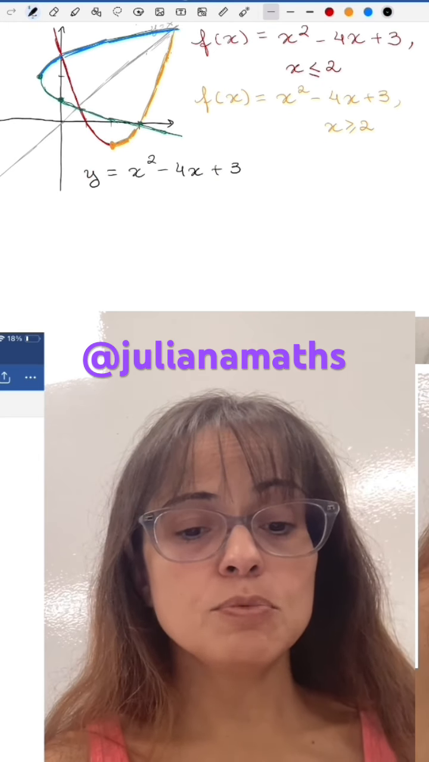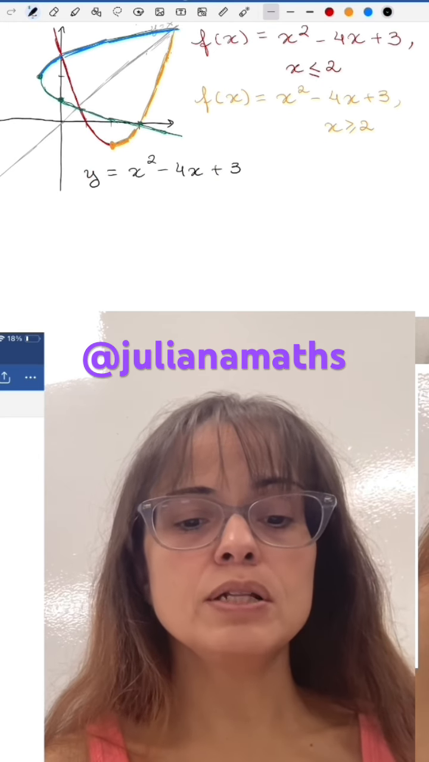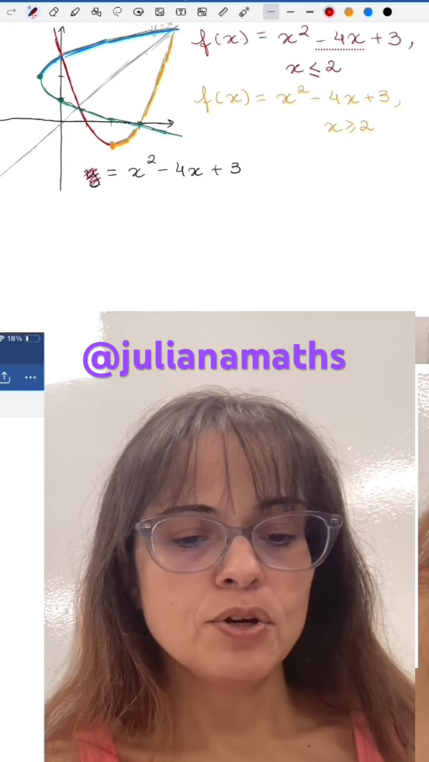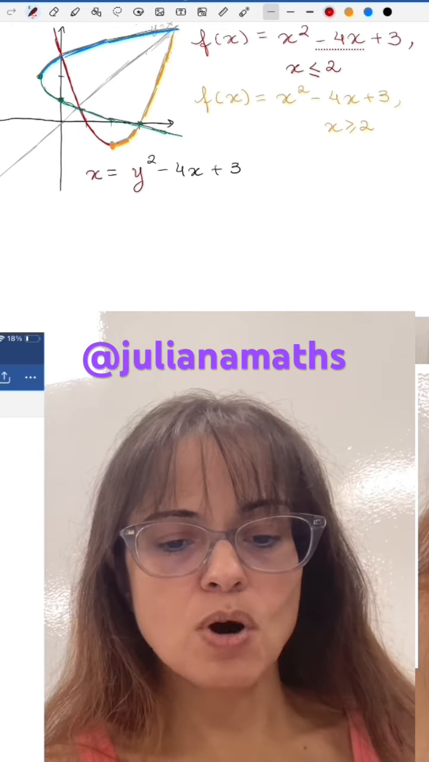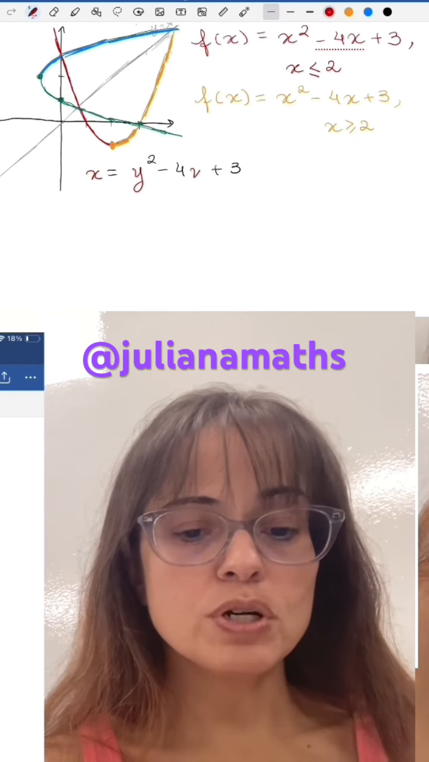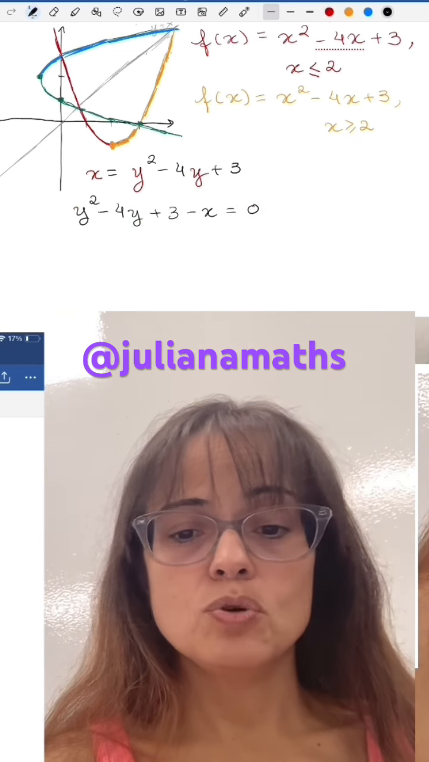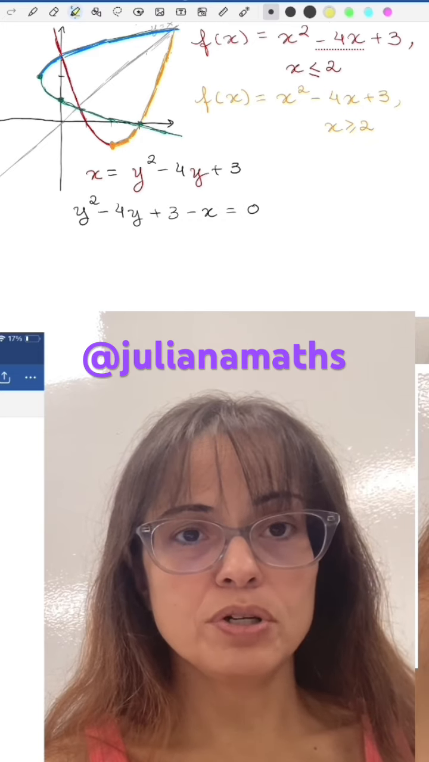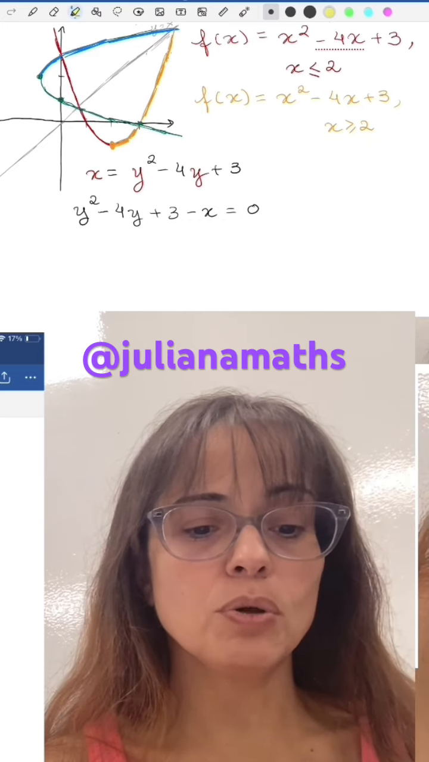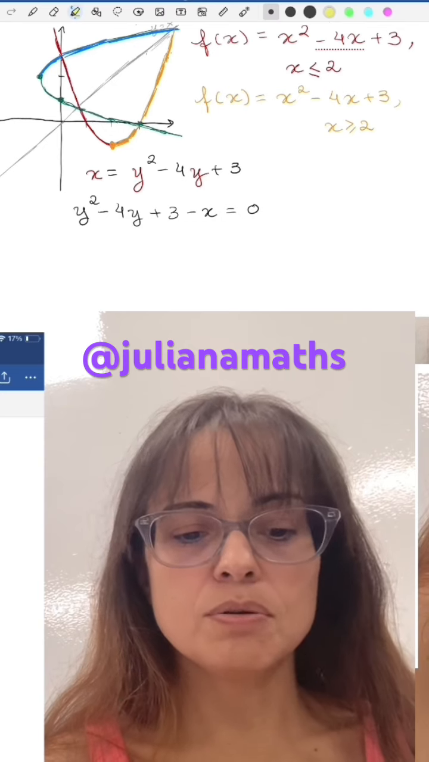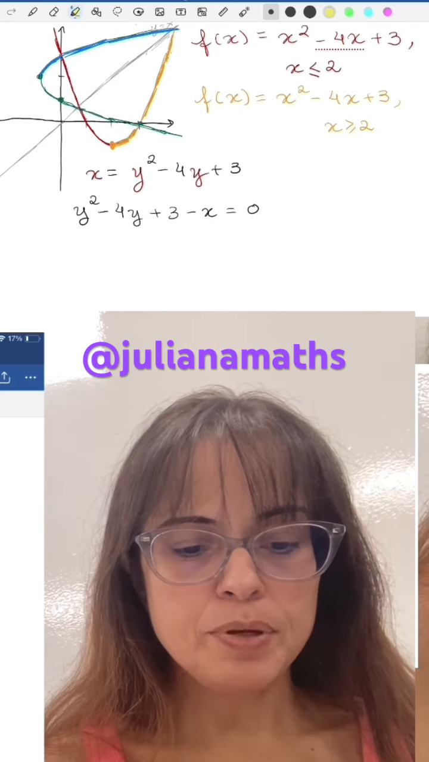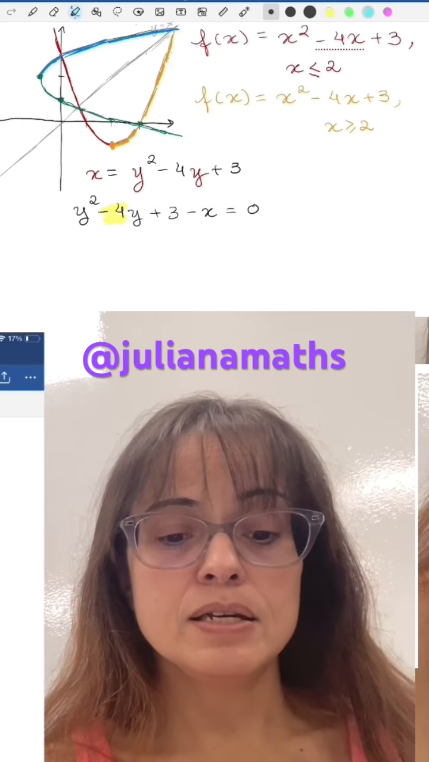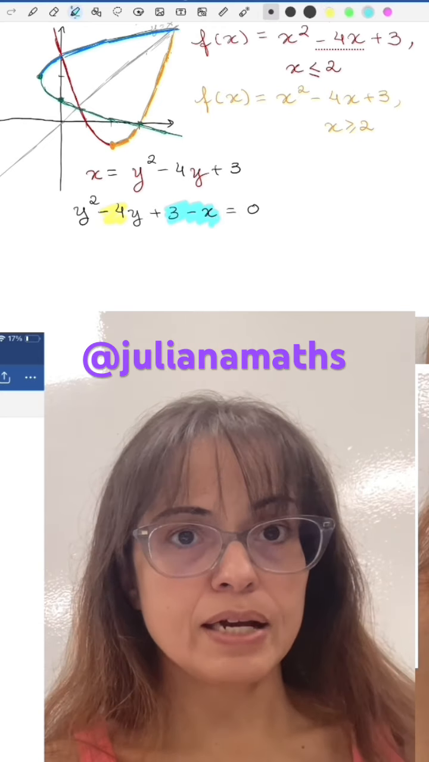But now that I am going to invert algebraically, the next thing that I need to do is to switch this y for an x. This is a y, and this is also a y. And now we are going to use the quadratic formula. We just have to be sure we know what a, b, and c are in the formula. Well, a is 1 because there is nothing multiplying the y squared here. B is this negative 4. And c is 3 minus x.